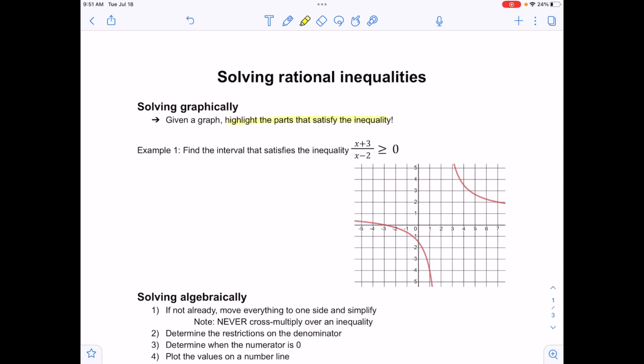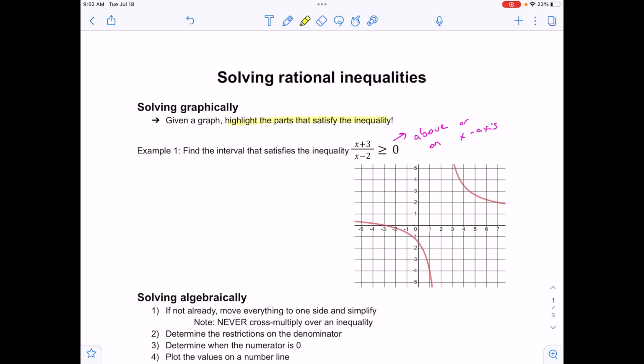that satisfy the inequality. So for example here, I'm being asked to find when this function, so x plus 3 over x minus 2, as shown in the graph, is greater than or equal to 0. This is asking when it is going to be above or on the x-axis. Remember, greater than means above or touching. And so where is that happening?